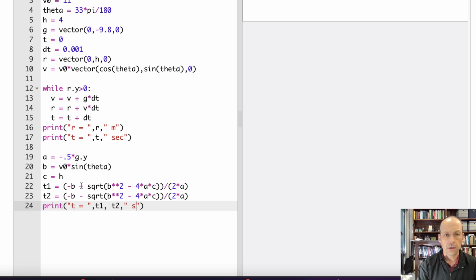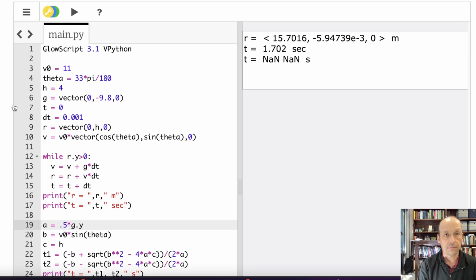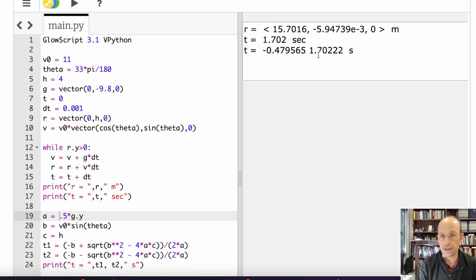Negative b plus square root of b squared minus 4ac over 2a. b is v0 sine theta. a is, oh, that's right. That's the problem. a is not negative. Okay, got it. So there's my t. I get the same t's I was getting. That's weird. Okay, I had the negative. I just got the whole thing backwards.